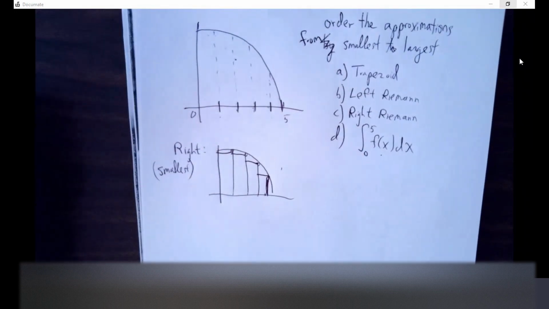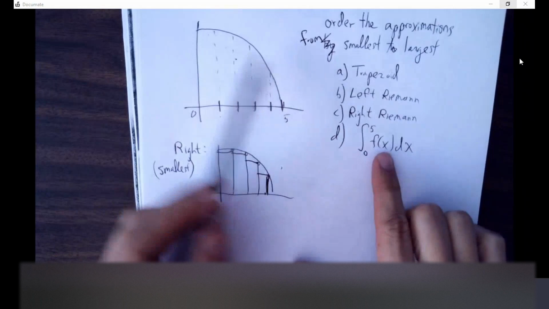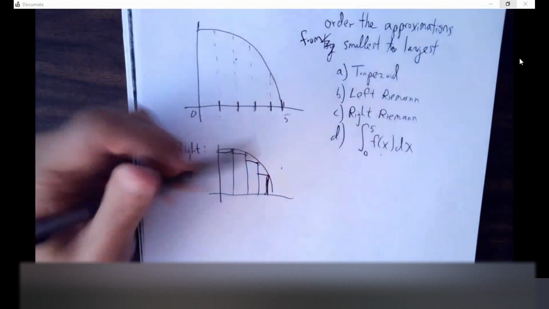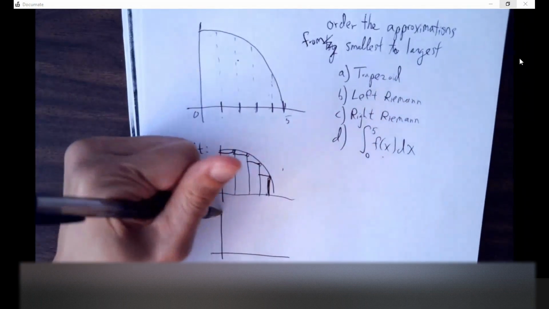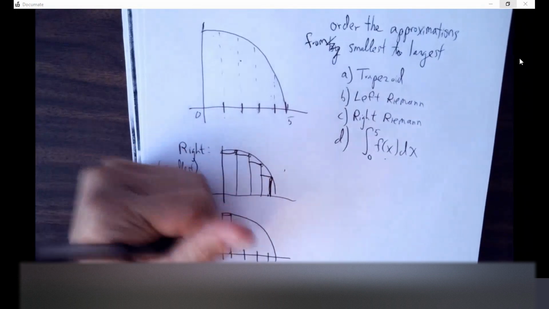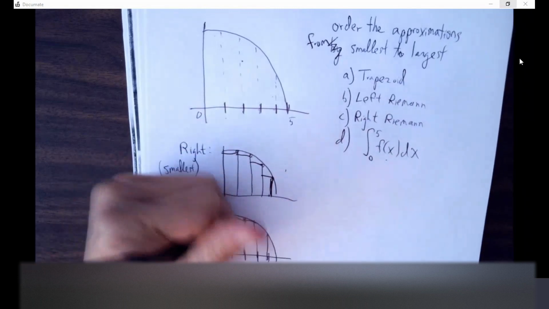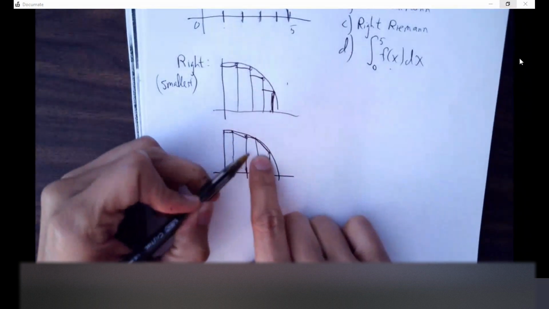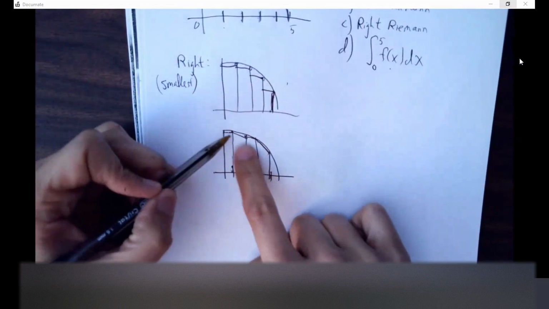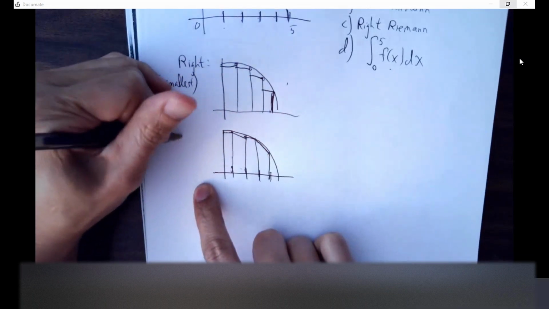I think the next one is going to be trapezoid. Because of the way that the graph is shaped, all of our trapezoids are going to sit kind of inscribed. It's going to be inside the graph. It's tough to draw because trapezoid does such a good job. I can barely tell, but you can tell that it's definitely going to be under, right? So this is going to be trapezoid.